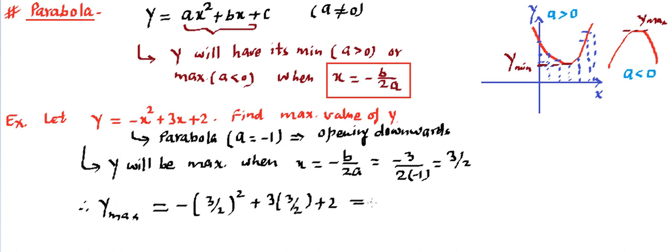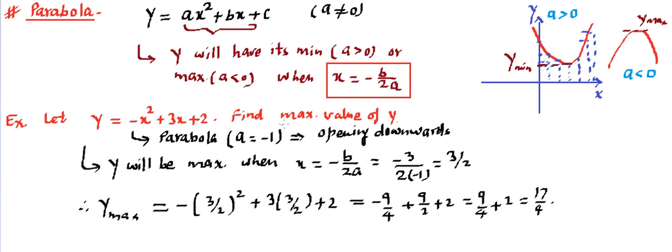So that can be simplified, right? If we simplify this, it becomes minus 9 by 4 plus 9 by 2 plus 2, which can be further simplified as we settle them down, so it becomes this plus 9 by 4 plus 2. So we can multiply it, and this becomes 17 by 4. So 17 by 4 is the maximum value of y in this expression, and no value of x can deliver more than 17 by 4 as y.